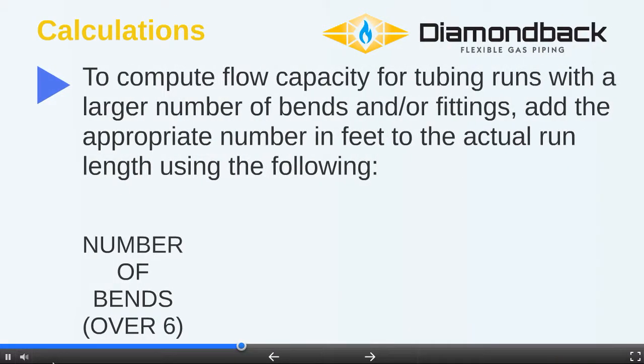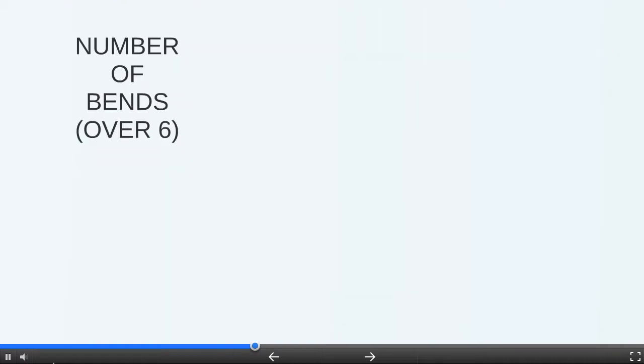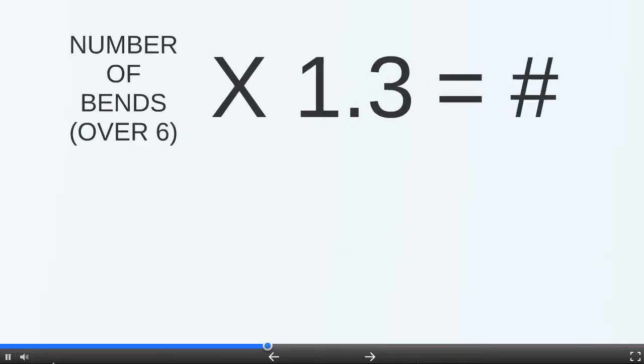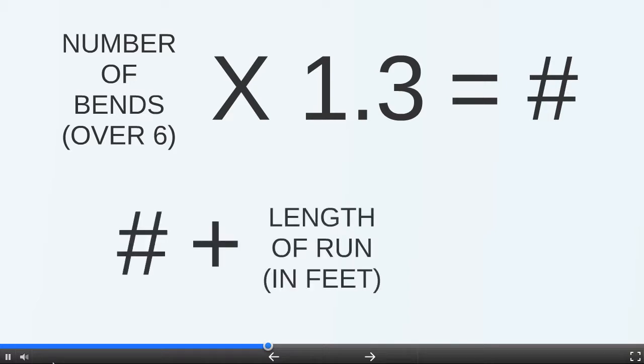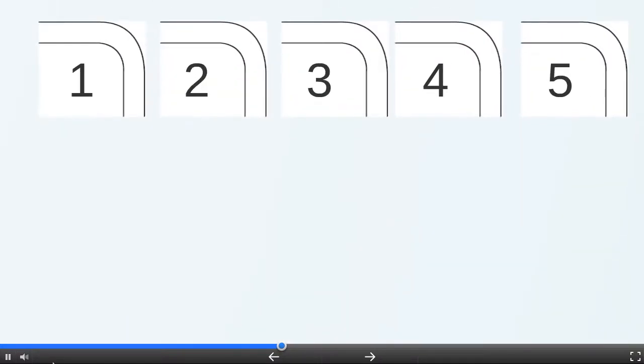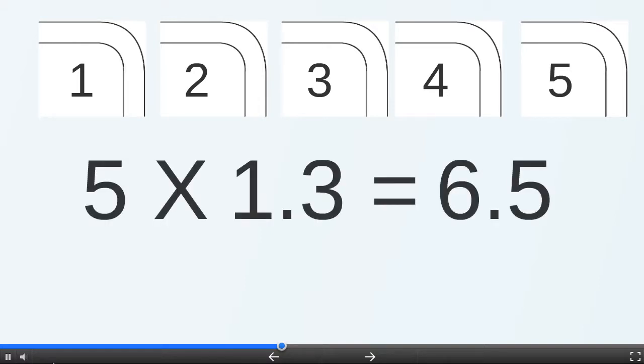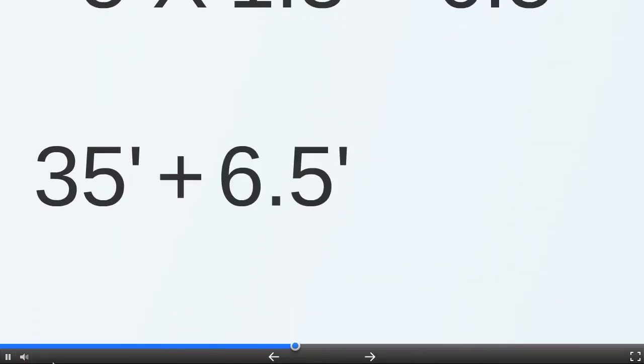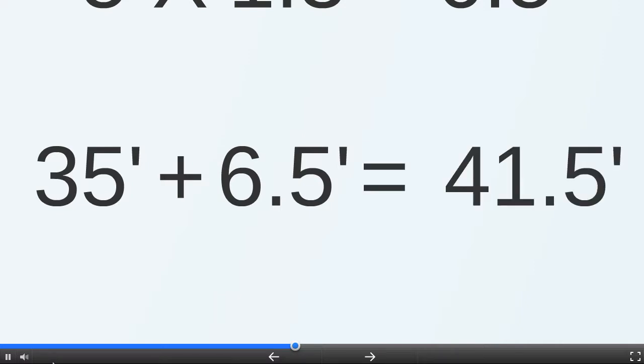To compute flow capacity for tubing runs with a larger number of bends and/or fittings, add the appropriate number in feet to the actual run length using the following. Multiply the additional number of bends or fittings over 6 by 1.3. Then add that resultant number to the total number of feet. So if you had 5 additional bends, that would be 5 times 1.3, which equals 6.5. So if the total of the line was previously 35 feet, you would add the 6.5 feet to that, so it would equal 41.5 feet.